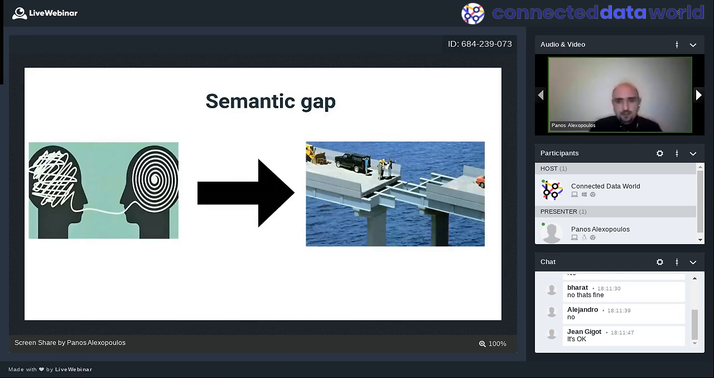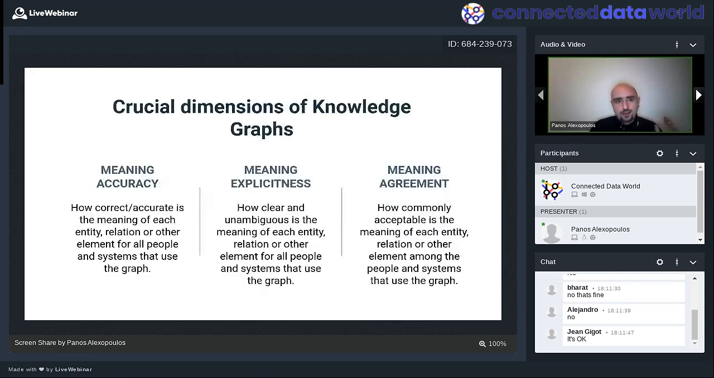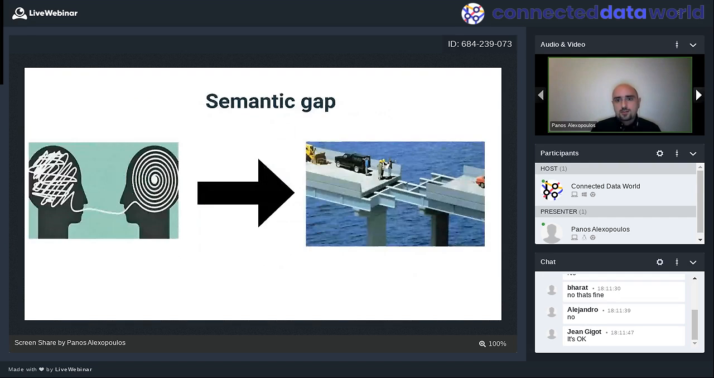And when we violate all these three dimensions, let's say, when we don't make sure that the quality of these three dimensions is high, we end up with a semantic gap. The semantic gap between those who use the knowledge graph and those who develop it, those who put the content in there.